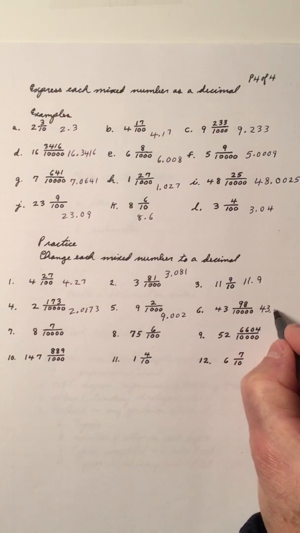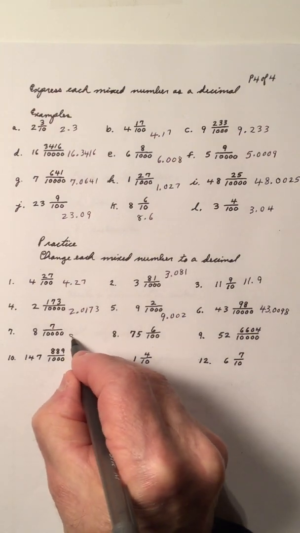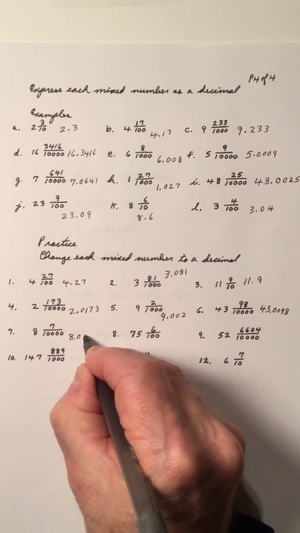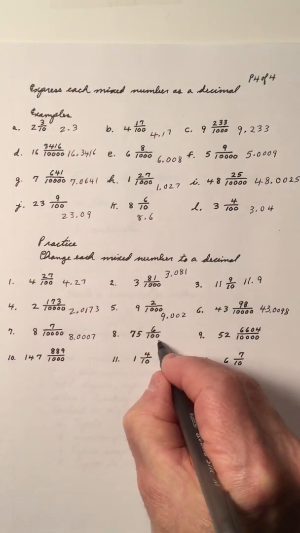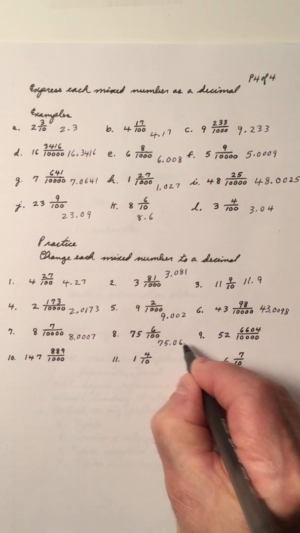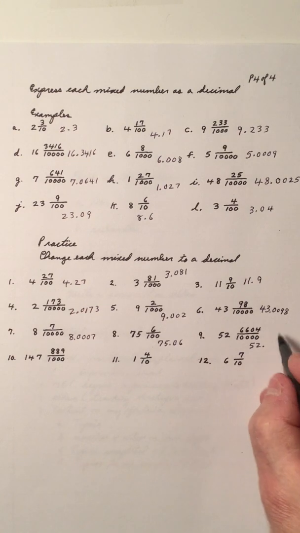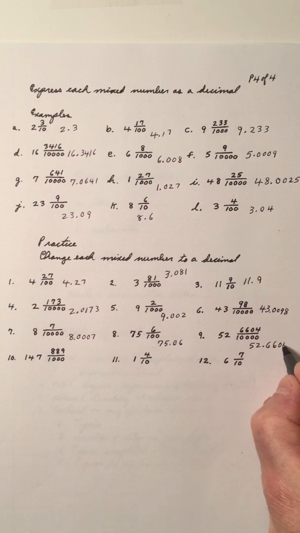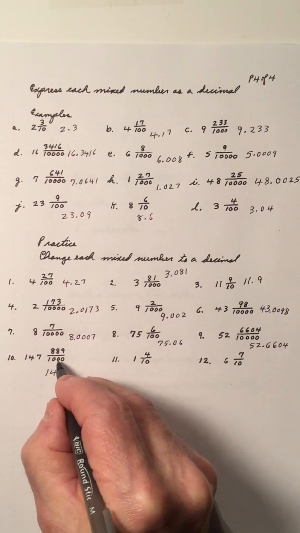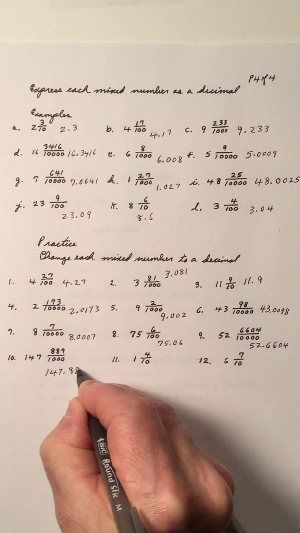4.3, decimal, it's the fourth place, so it's 9.8. And the 7 is in the fourth place, ten-thousandths, so 0.0007. 0.75, the 6 is in the hundredths place, the second place after the decimal. 0.52, and ten-thousandths is the fourth place, so 0.6604. The 4 is in the fourth place. 0.147, we have the 9 going in the thousandths place, which is the third place, so it's 0.889.